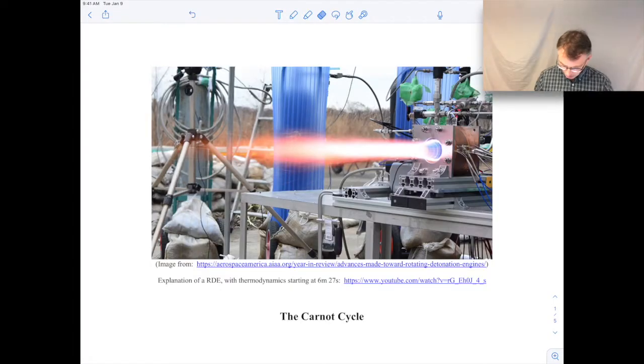If you look at the screen here, you'll see a picture of a rotating detonation engine. So that's what this is. It's a type of engine. It's used to produce power. It's used to produce thrust. It can be used for a jet engine, for example, or a rocket engine. And the reason I'm showing it here is because people are excited about it because it can be up to about 20% more efficient than traditional jet engines or rocket engines.